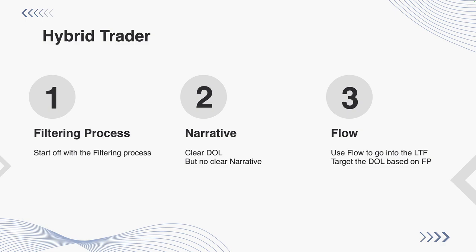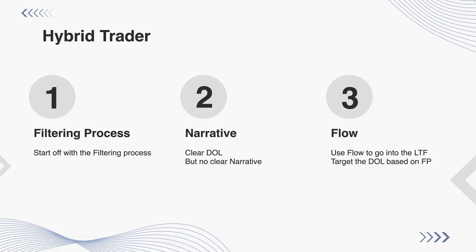Now, right here, if we look at the second one, it's narrative. Clear draw liquidity, but no clear narrative. So the draw liquidity, the bias is extremely obvious, as in we're going lower, we're going higher, like we saw on GBP US dollar, the example we used. There's a clear draw liquidity, but no clear narrative on the daily and the 4 hour right there. So if you're a filtering process trader, you might be a little bit stuck. And if you feel like you're limiting yourself, then the hybrid trader right here might be your option.